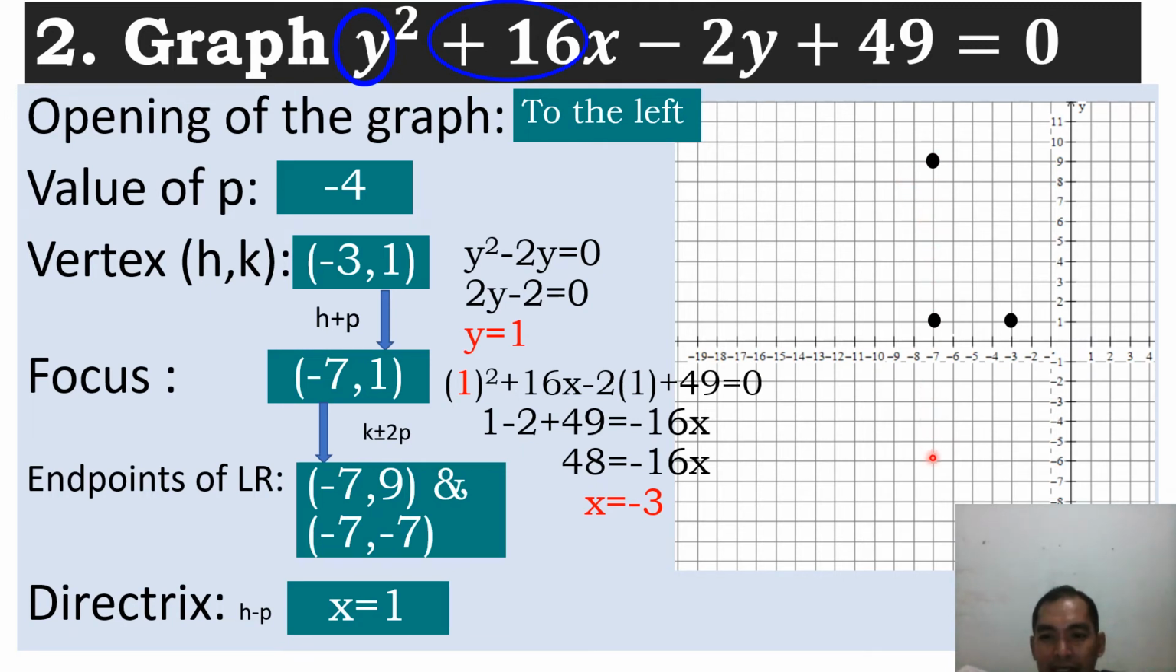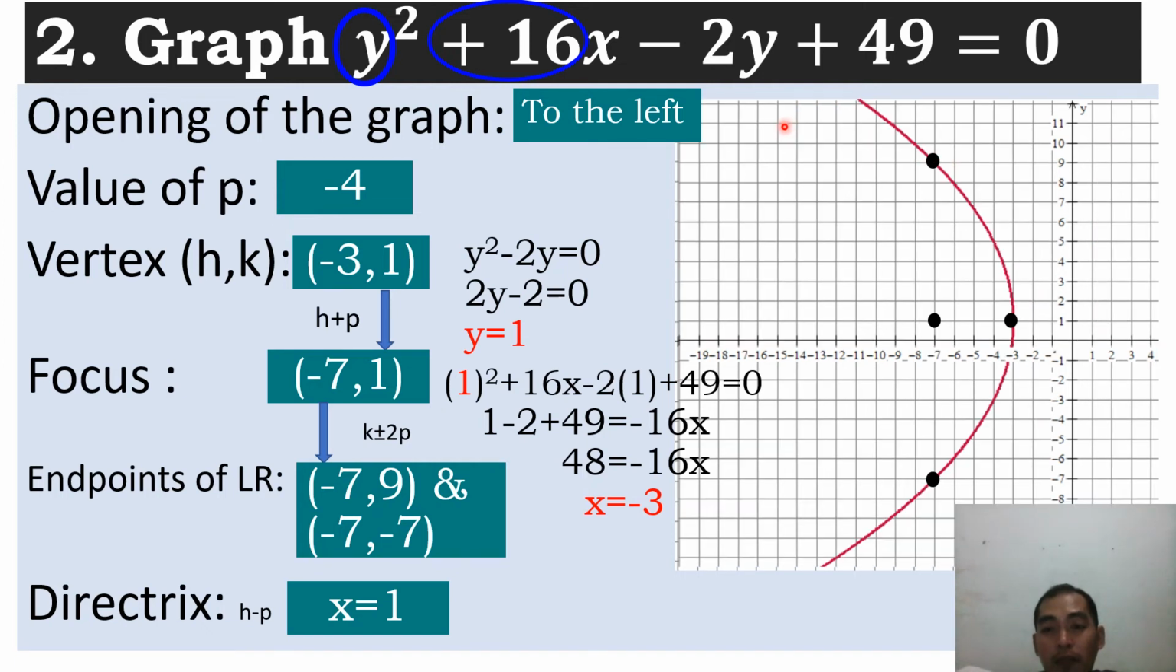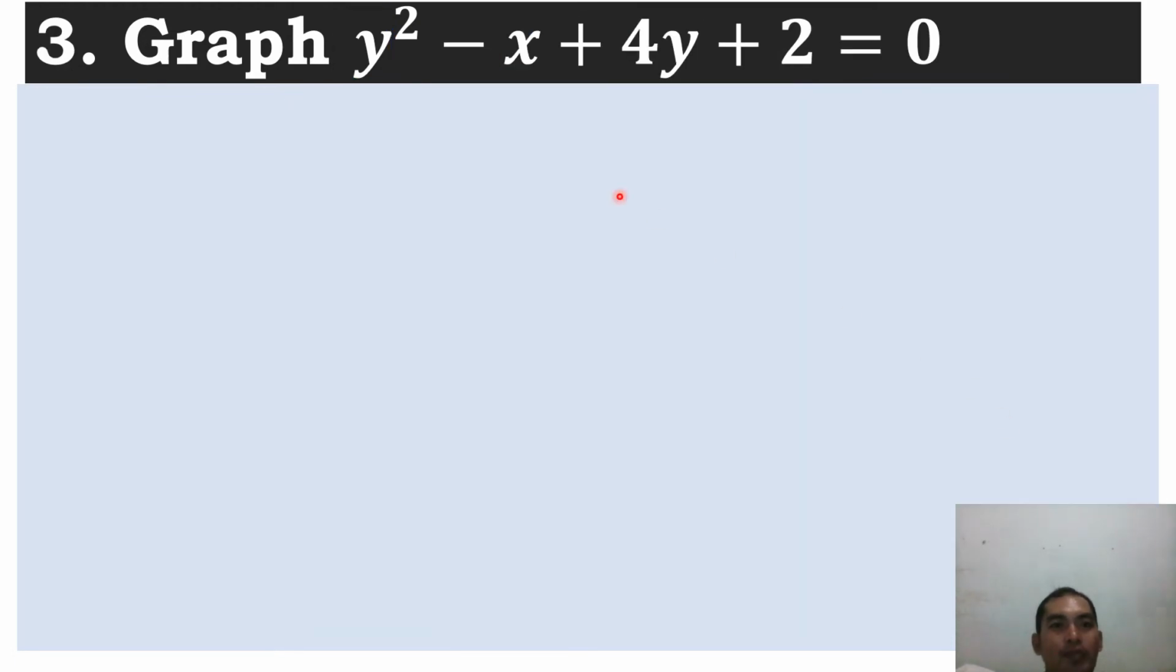And negative 7 here. Then what you will do is connect the point from the first endpoint of the latus rectum going to the vertex, going to the other endpoint of the latus rectum to form a curve, and that's the graph of the parabola. And the directrix is x equals 1. Here is x equals 1, and that's the directrix. Okay, clear? Okay, so another example.